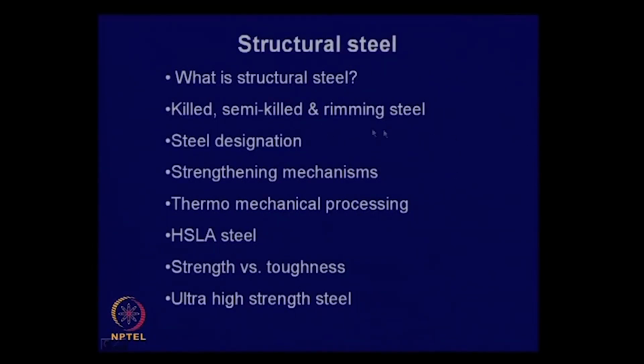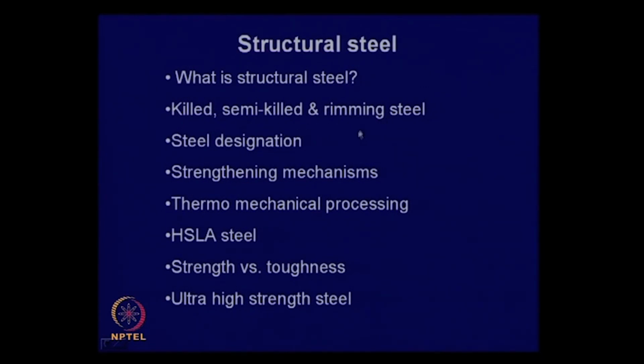That means more efficient use of steel. There has been a lot of work in the last 3 decades to develop a range of structural steels which have the best combination of strength and toughness. We looked at the principles behind it in the last class. We defined structural steels and how steels are made. We must know what killed steel is, and today the bulk of steel produced by the continuous casting route is all killed steel. You also have the ingot route, and semi-killed and rimming steels.